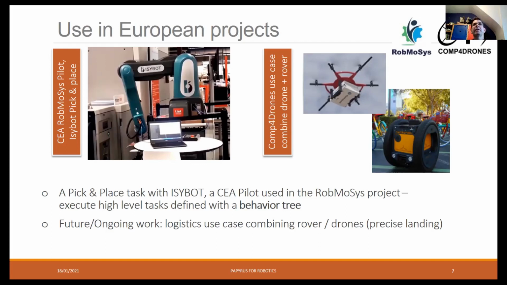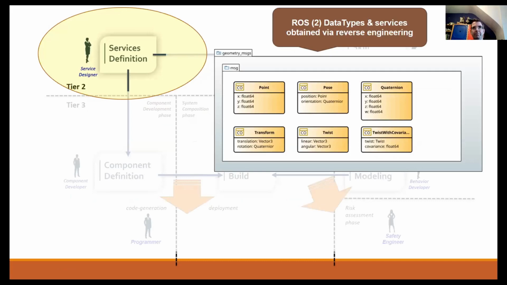On the right-hand side, you see a use case from the Comp for Drones project in which a parcel needs to be delivered from a distribution center to a customer. And there are different steps. In the first step, a drone is delivering the parcel to a rover. It has to land on the rover, and then the rover is delivering this parcel to the final customer. This is a logistics use case we are working on. In the context of this presentation, I will use a simpler use case, just a patrolling drone use case to illustrate Papyrus for Robotics.